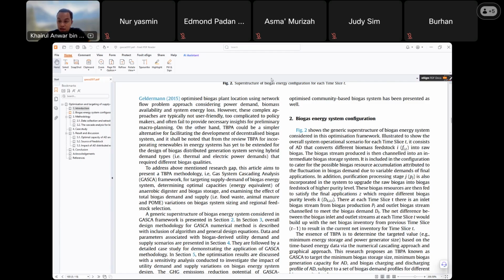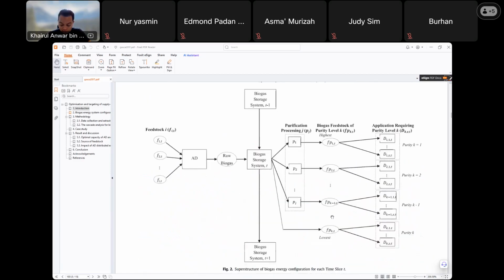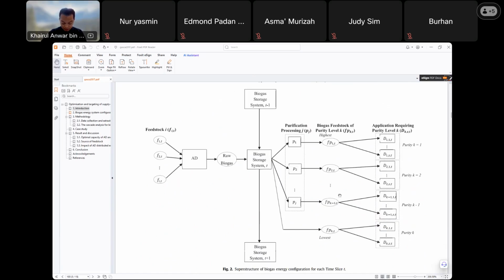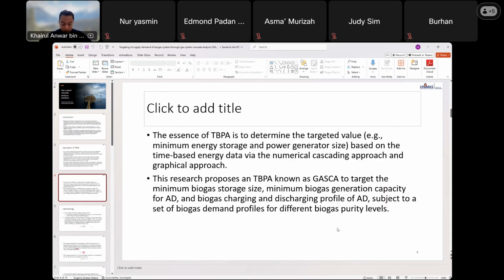Against the net difference between the biogas inlet and outlet stream at each time slice T, it would add up with the net biogas inventory from the previous time slice T to result in the current net inventory for time slice T. The essence of TVPA is to determine the targeted value, sample minimum installation power generator size based on the time-based energy data via the numerical cascading approach and graphical approach.